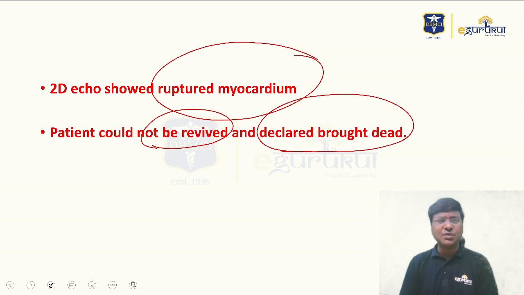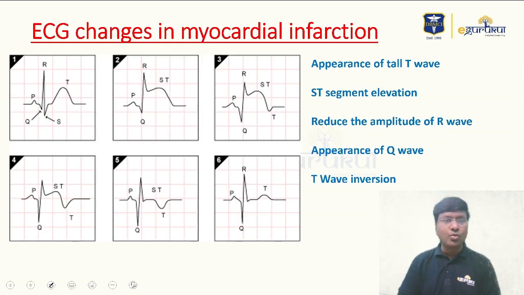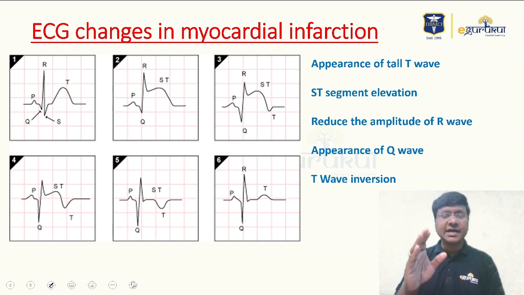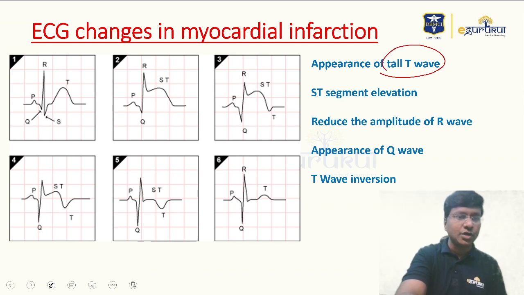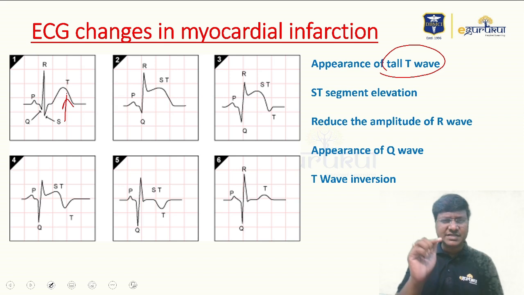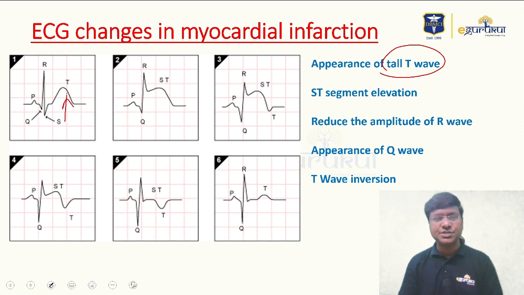So let me tell you, the ECGs in early stages of myocardial infarction may appear normal. So what do you have to advise? You have to advise serial ECG monitoring. Now let me tell you what the ECG changes in myocardial infarction will be. The earliest ECG change in myocardial infarction will be the appearance of a tall T wave. I have shown you the ECG of our patient. There was a slightly tall T wave that was a little suspicious to me.